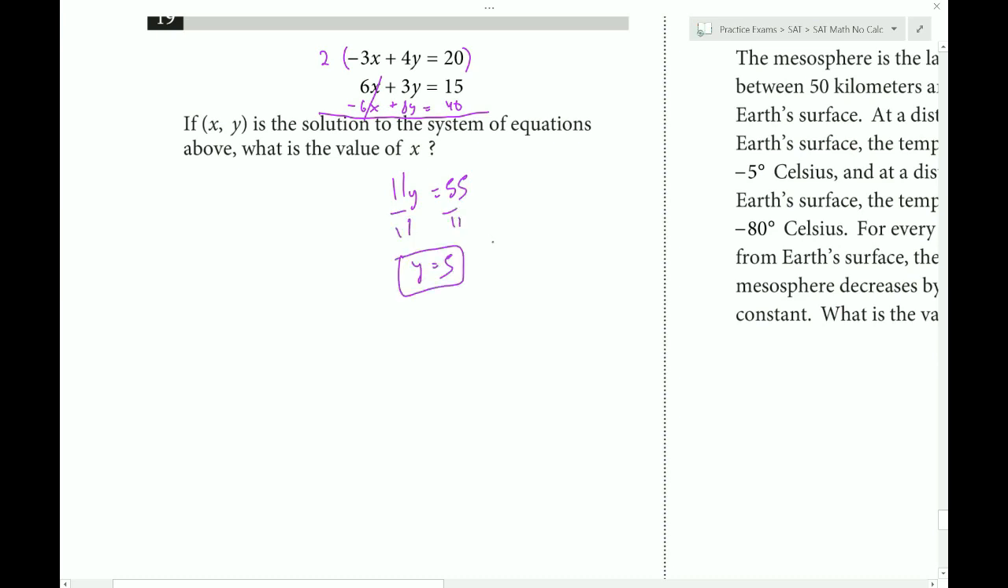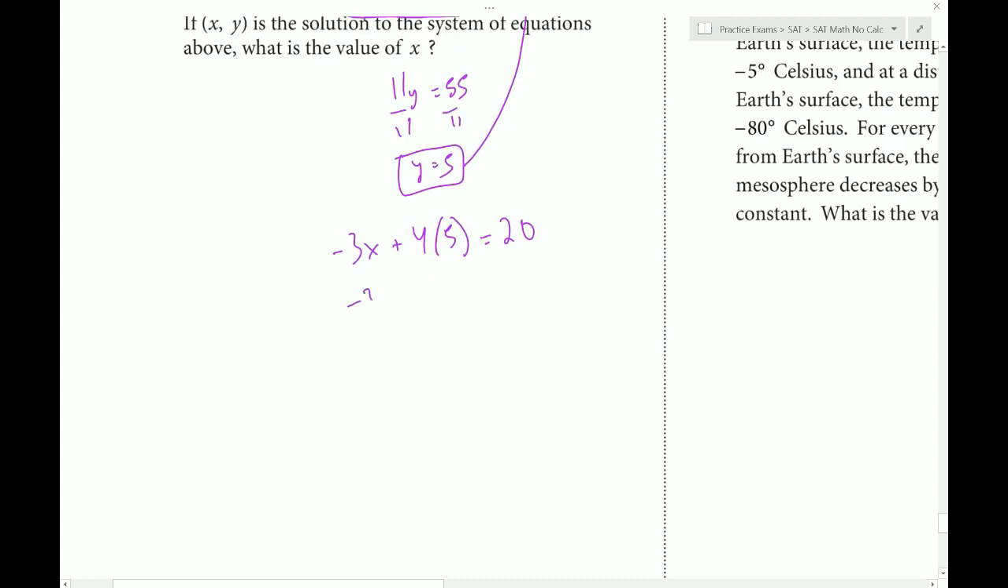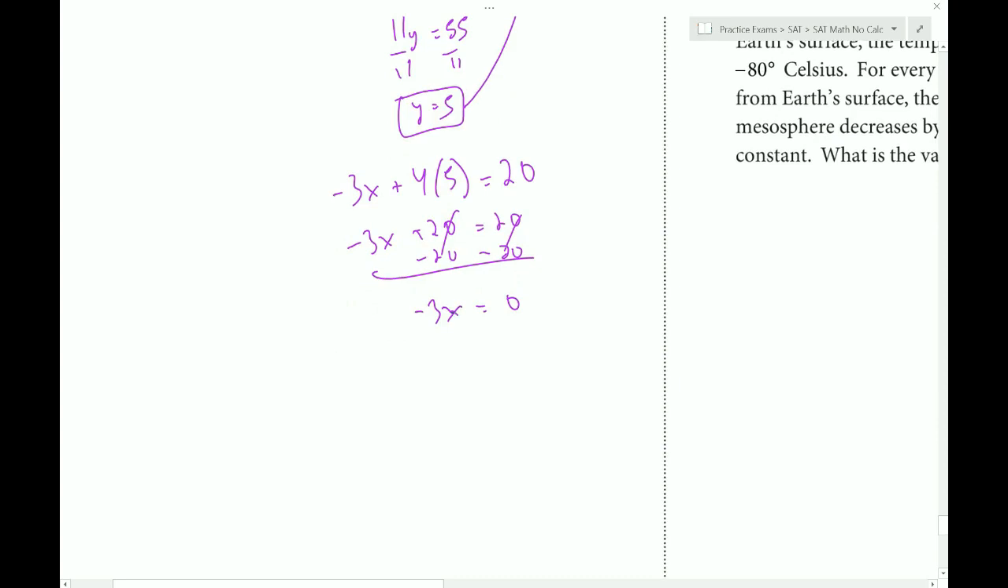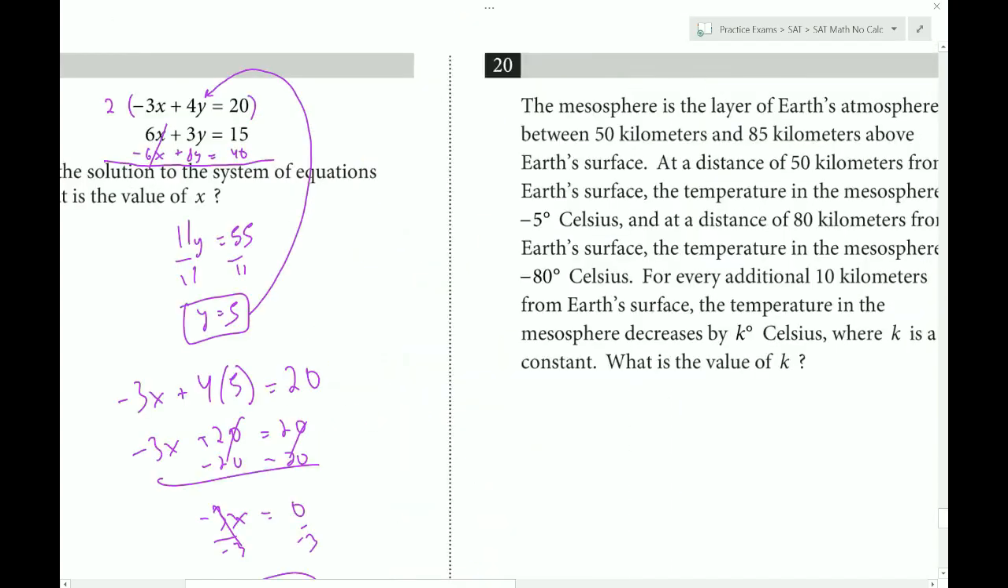Since I'm looking for x, I have to plug back in. So plug back into the first equation, minus 3x plus 4 times 5 equals 20. So I get minus 3x plus 20 equals 20. Subtract 20 from both sides, and I end up with 0 on the right side. And then I divide by negative 3, and I still have 0. So x equals 0 is my result.